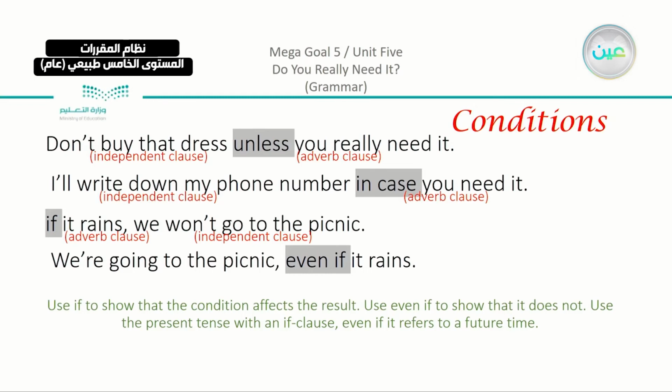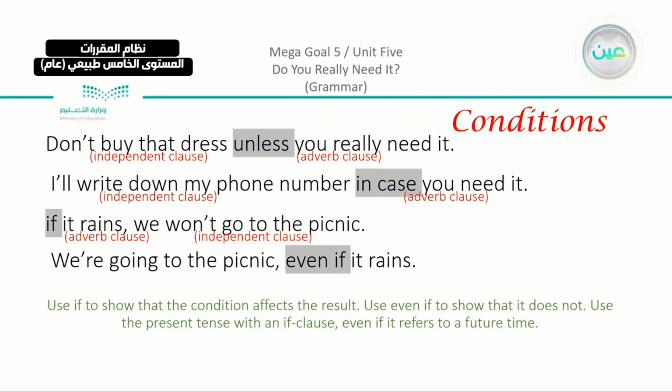I'm conditioning. You can't buy unless you need it. We can't go if it rains. So there's a kind of condition part here in the 4 conjunctions, but note that we use if to show that the condition affects the result. So what is the result? Using if, because it is affected.